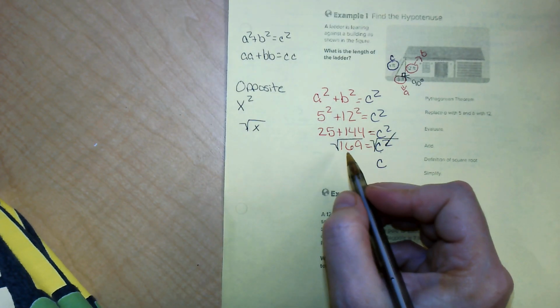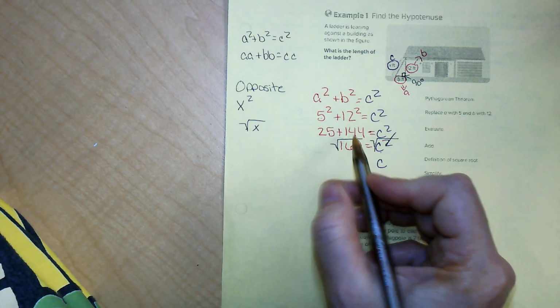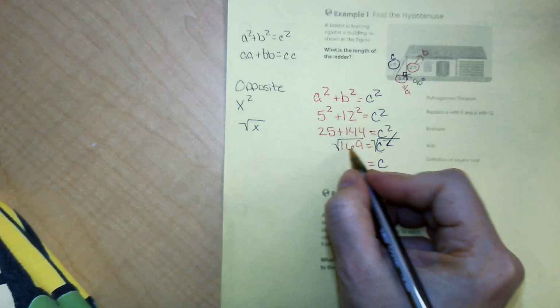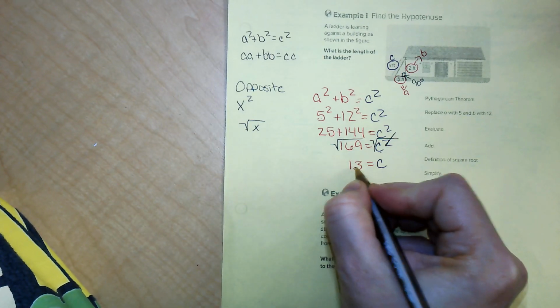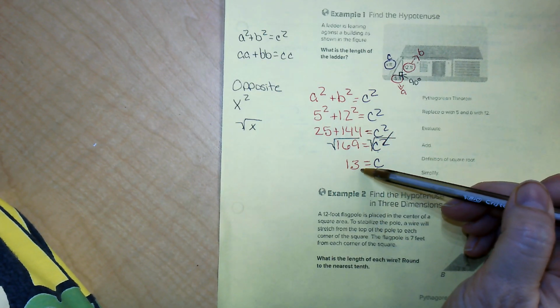Now you use your handy dandy calculator, and if you use one of mine in class, what you do is you take 169, you find your radical button, you hit your radical button, and it will tell you that the square root of 169 is 13. So the length of your ladder is 13 feet.